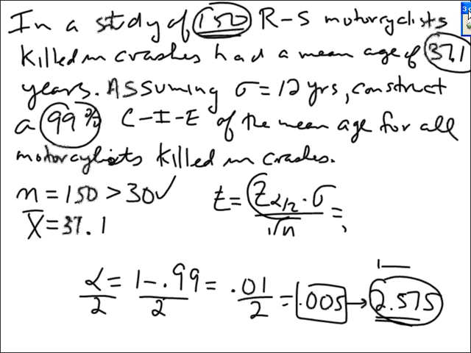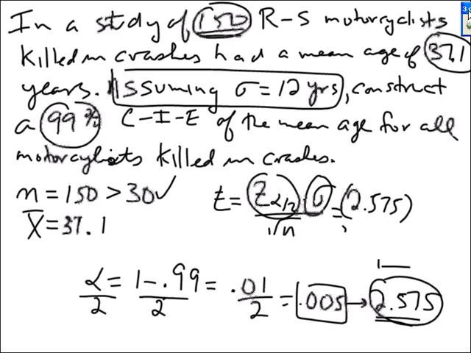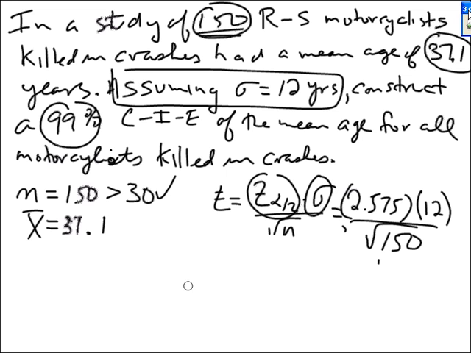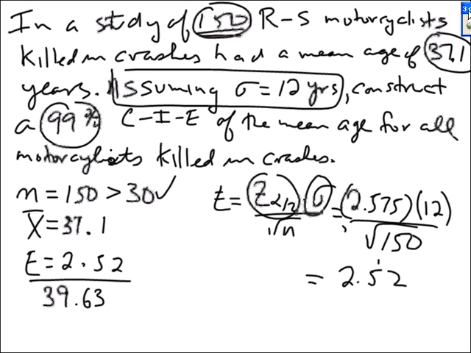Okay, so this z sub alpha over 2 is 2.575, and then you multiply by sigma, which they said to assume is 12. There's no reason why we shouldn't assume that. Divided by the square root of n, where n is 150. If you multiply 2.575 by 12 and then divide by the square root of 150, you will get 2.52. So that's E.